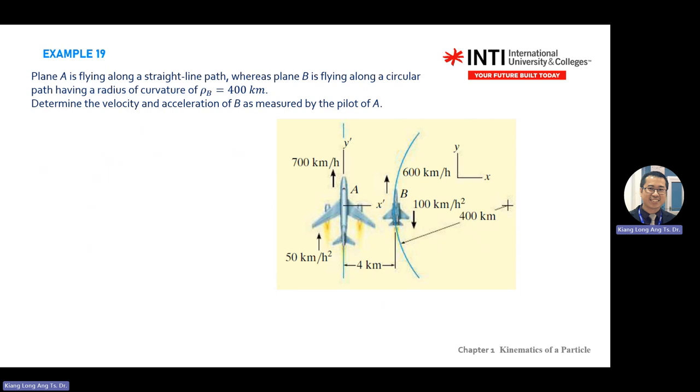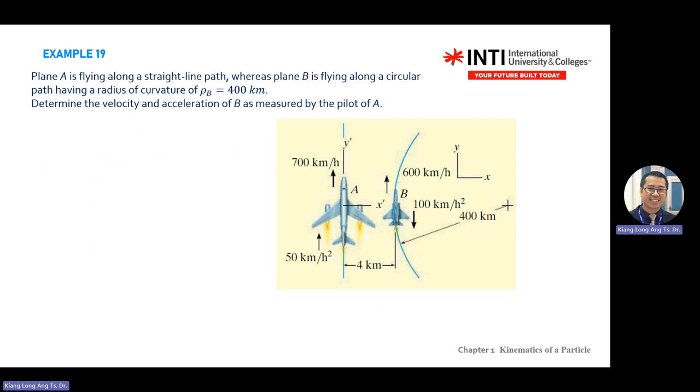You know where it's VT directional. VT is always tangent to the curve. Then you see the curve already. Call A equal to AN UN plus AT UT. What is AN? V square over rho. What is AT? V dot, dV/dt. Rho is given. You need to find the velocity. Even velocity is also given.